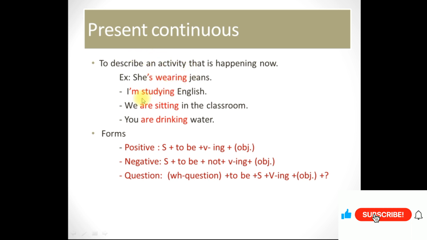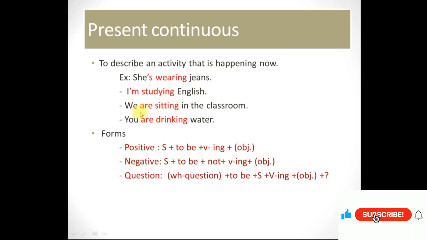One more example is: I'm studying English. I'm studying English shows the activity happening right now as well. Like now I'm teaching English and you are studying English. If you study English every day, that does not show an activity happening right now, so you can use present simple. But here it refers to now. That's why we use present continuous.